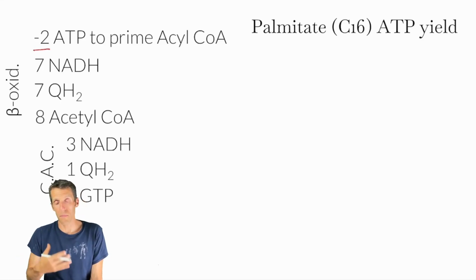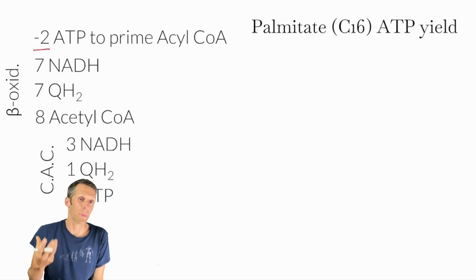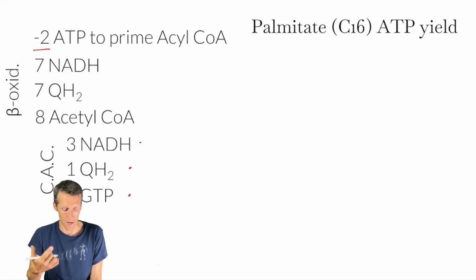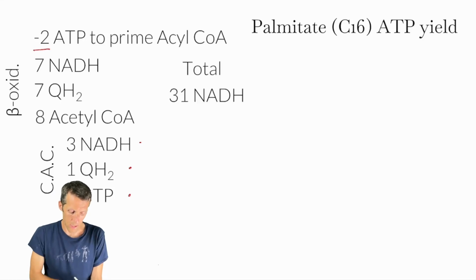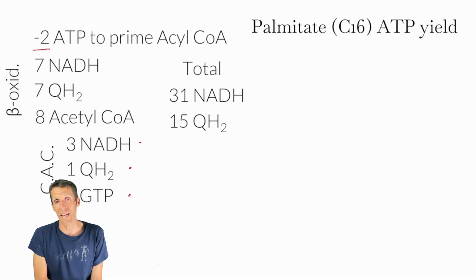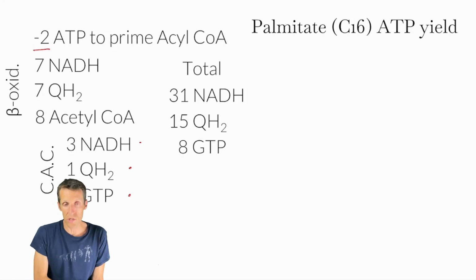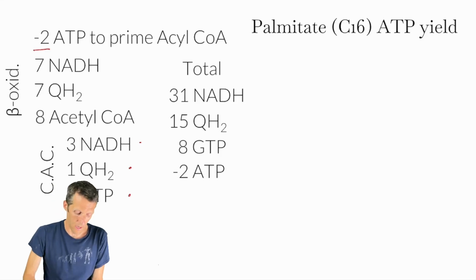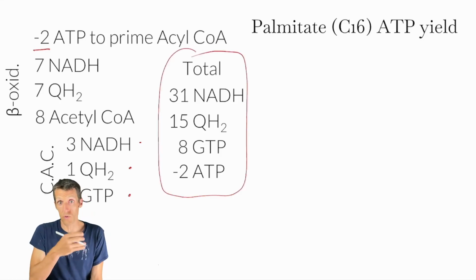Those acetyl-CoAs can be fed into the citric acid cycle, right? This is happening inside of the mitochondrial matrix. And so that's going to yield 3 NADHs, 1 QH2, and 1 GTP per acetyl-CoA, right? That's every acetyl-CoA that goes into the citric acid cycle gives this yield. Which means if we add all those numbers up, you have 31 total NADHs, 15 QH2s, and 8 GTPs, and -2 ATPs.